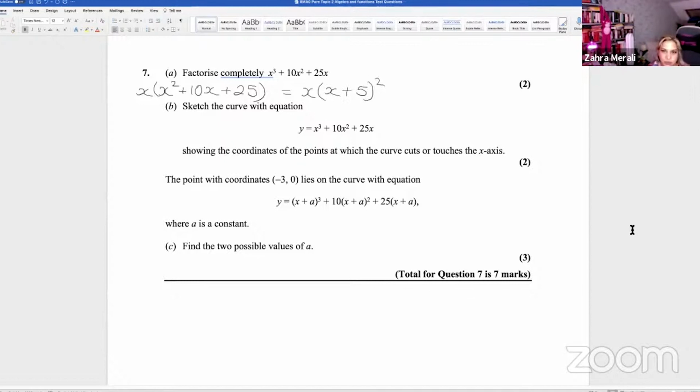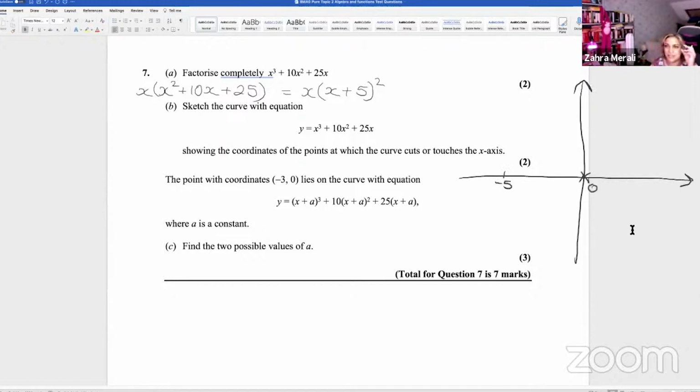Sketch the curve showing the coordinates where the curve cuts or touches the axes. So whenever we're sketching a graph, we ask, what's the plus c? In this case, it goes through the origin, because when x is 0, y is 0. And then, okay, what are my roots? We've got x is 0, and we've got x is minus 5. But at minus 5, it just touches it, either at the top or the bottom. So I know I've got something happening at minus 5 and something happening at 0.